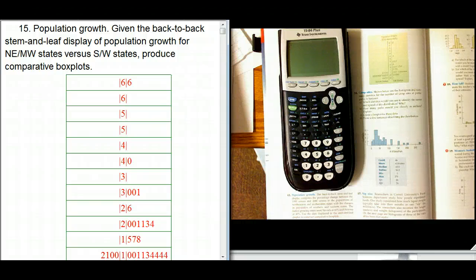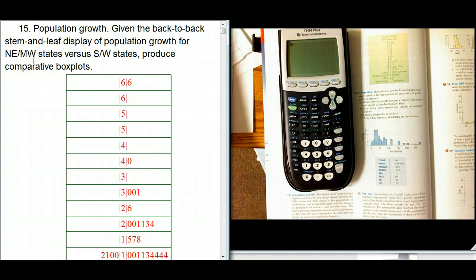This is a problem about describing distributions numerically. This is from Chapter 5 of Bock, Velleman, and De Veaux. And the situation, you probably can't read this on YouTube. It's problem 15. They give us a back-to-back stem and leaf display. It's up here, and then I've reproduced it here. We'll see the whole thing in a minute.